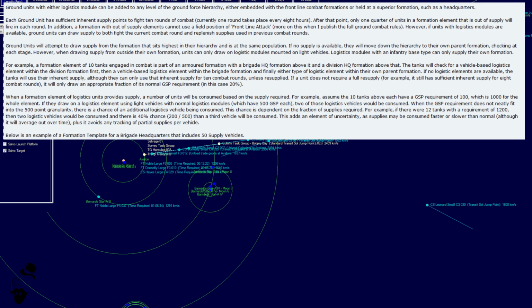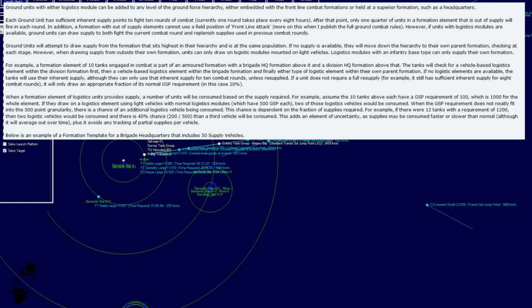If a unit does not require a full resupply, for example if it still has sufficient inherent supply for 8 combat rounds, it will only draw an appropriate fraction of its normal GSP requirement, in this case 20%. When a formation element of logistics units provides supply, a number of units will be consumed based on the supply required. For example, assuming that 10 tanks above each have a GSP requirement of 100, which is 1000 for the whole element. If they draw on a logistics element using light vehicles with normal logistics modules, which have 500 GSP each, 2 of those logistics vehicles will be consumed.